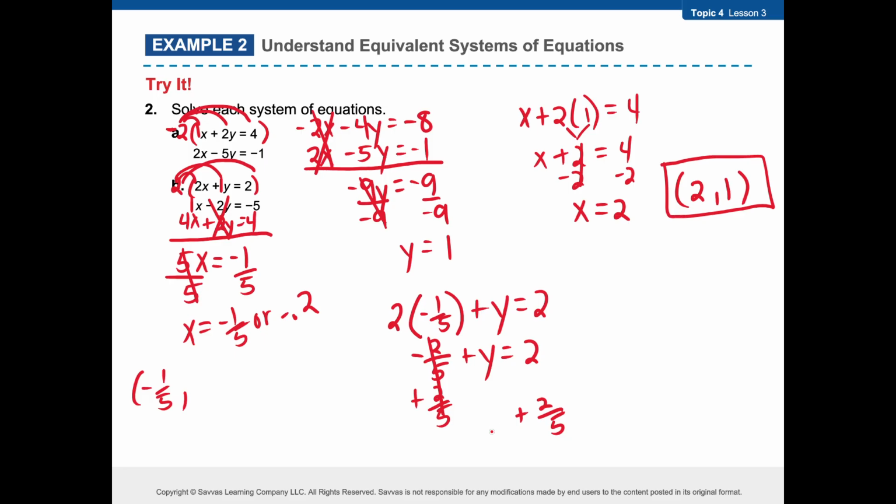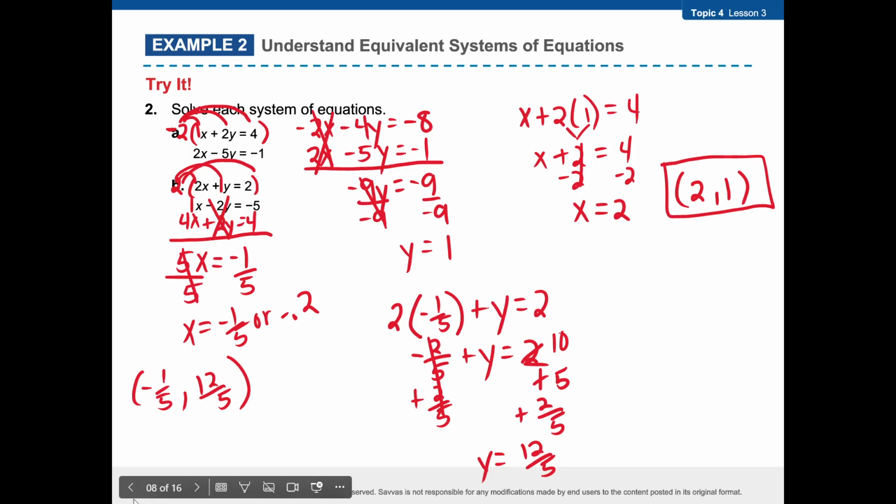Oh, I know I left a space. Put that over 1. 1 goes into 5 times. That makes it a 10. 10/5 added to 2/5 is 12/5. You could have also turned that into a decimal.